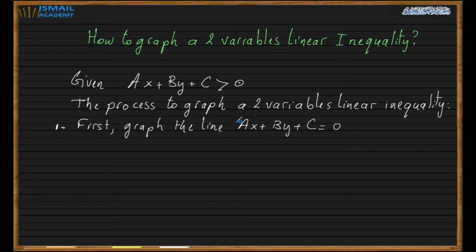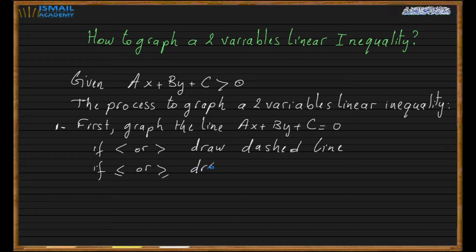But when you graph this, you have to be careful about the type of symbol you have. If the inequality has that type of symbol, draw a dashed line. If the inequality has one of those symbols, then draw a solid line. So this is the first thing you do.